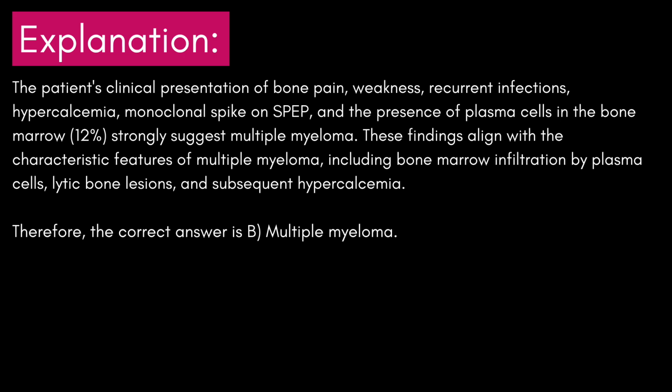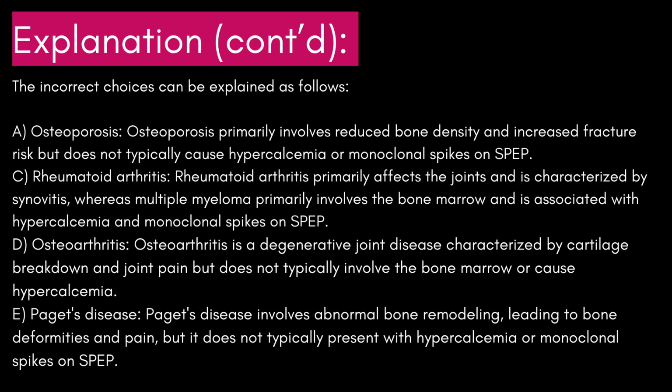All right, let's go ahead and see why the other answer choices are incorrect. The incorrect choices can be explained as follows. A, osteoporosis. Osteoporosis primarily involves reduced bone density and increased fracture risk, but does not typically cause hypercalcemia or monoclonal spikes on serum protein electrophoresis.